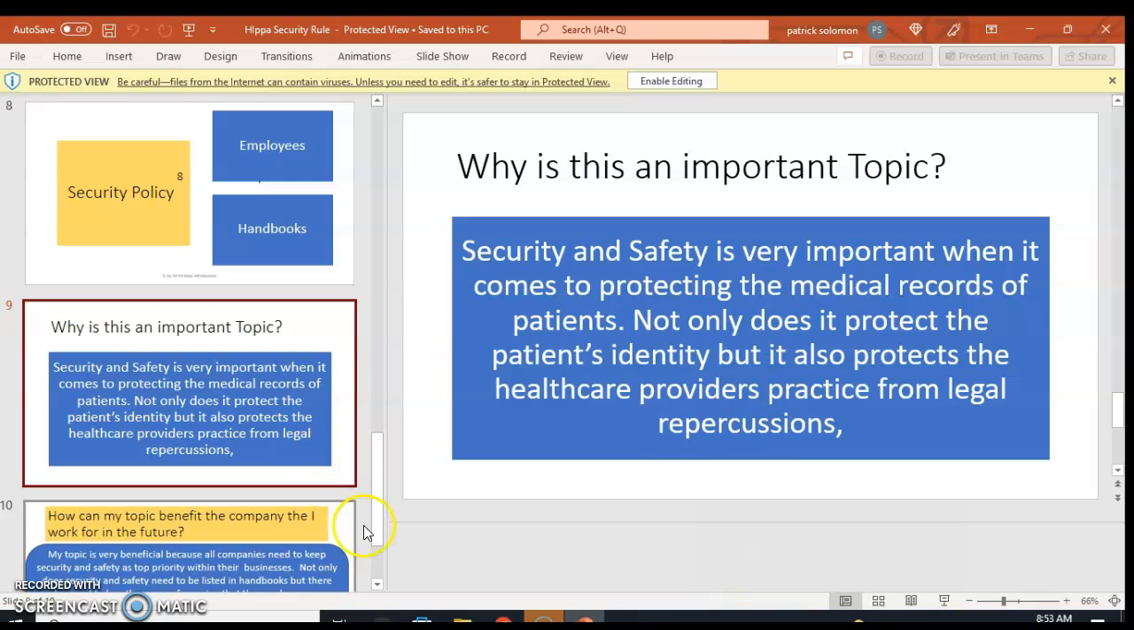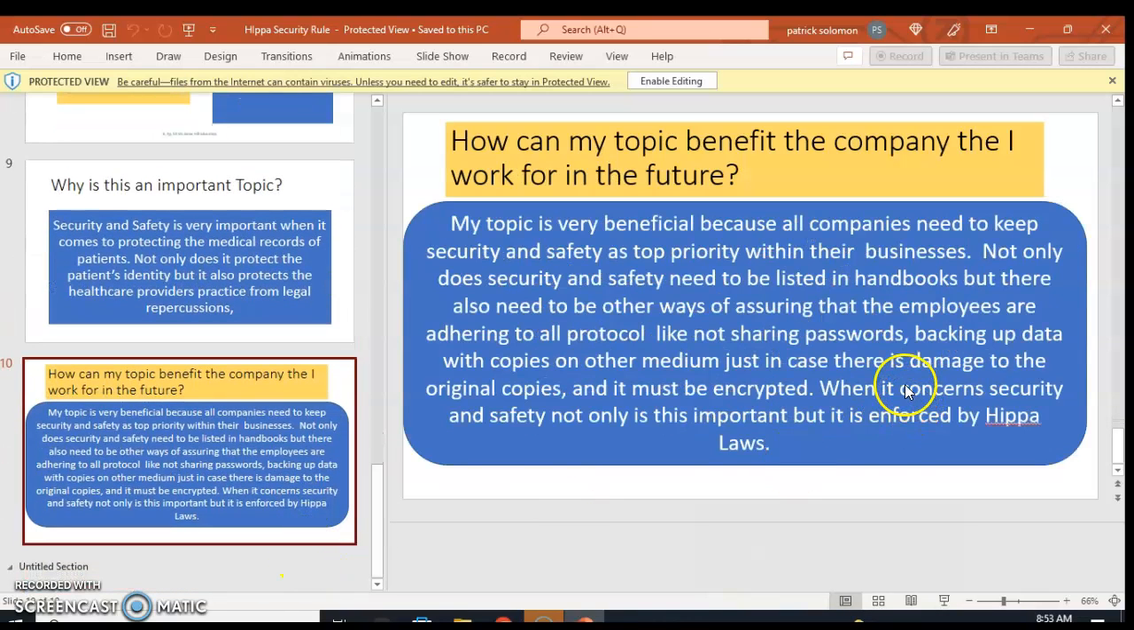How can my topic benefit the company I work for in the future? My topic is very beneficial because all companies need to keep security and safety as top priority within their business. Not only does security and safety need to be listed in handbooks, but there also need to be other ways of assuring that the employees are adhering to all protocol, like not sharing passwords, backing up data with copies other than on other medium, just in case there is damage to original copies, and it must be encrypted.